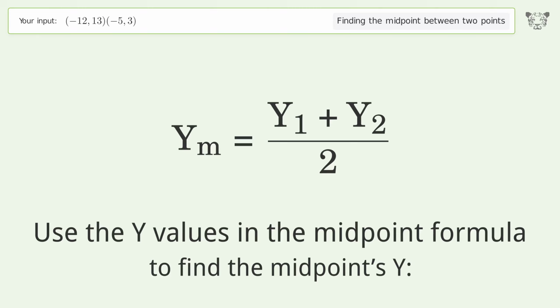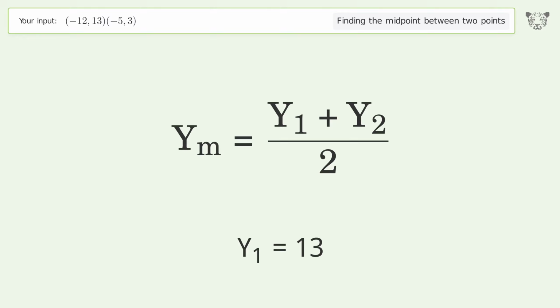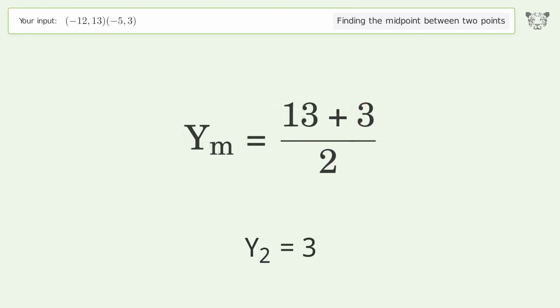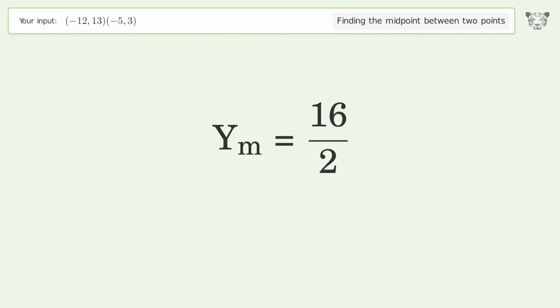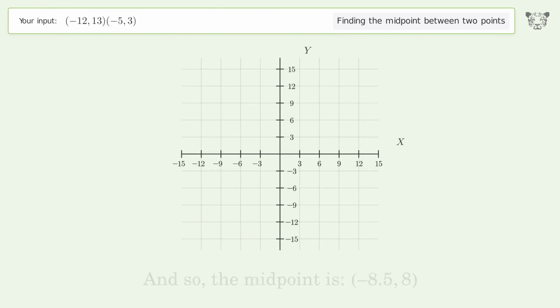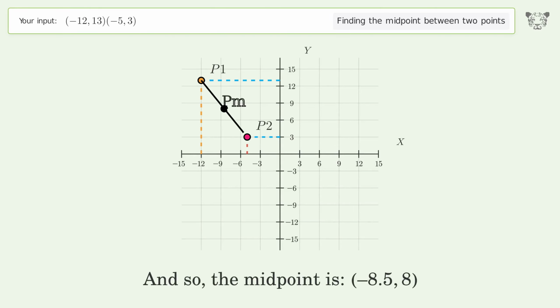Use the y values in the midpoint formula to find the midpoint's y. y1 equals 13. y2 equals 3. Simplify the arithmetic. And so, the midpoint is negative 8.5, 8.